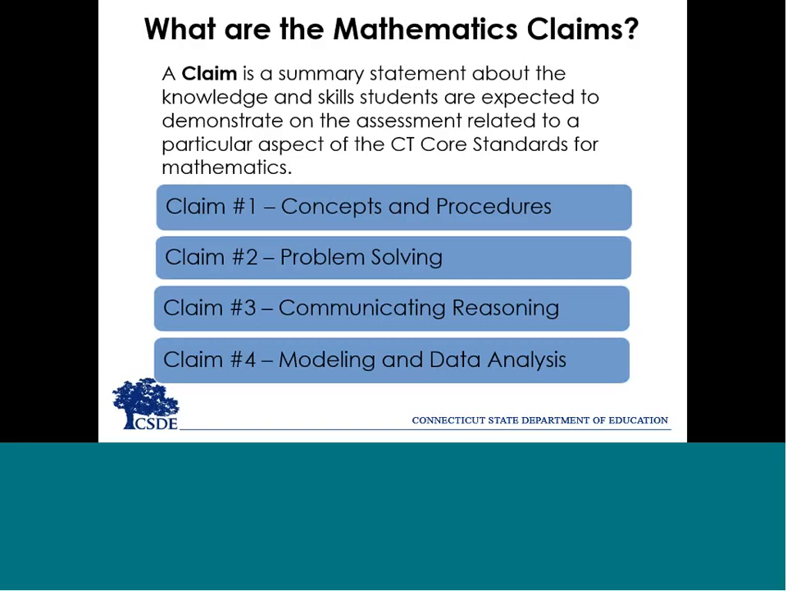Communicating reasoning is Claim 3. These items measure the extent to which students can clearly and precisely construct viable arguments to support their own reasoning and to critique the reasoning of others. Finally, Claim 4 is modeling and data analysis. Claim 4 items measure the extent to which students can analyze complex, real-world scenarios and can construct and use mathematical models to interpret and solve problems. Remember, Claims 2 and 4 are combined for reporting purposes.